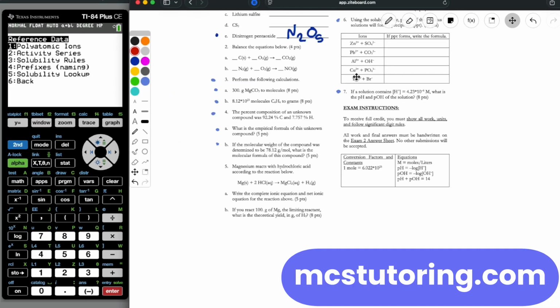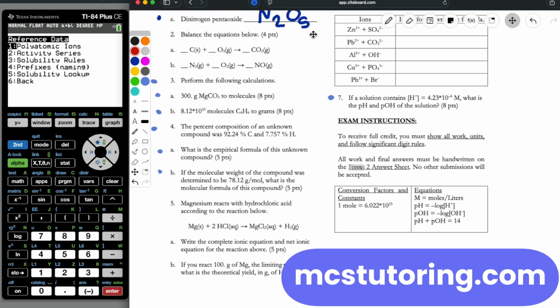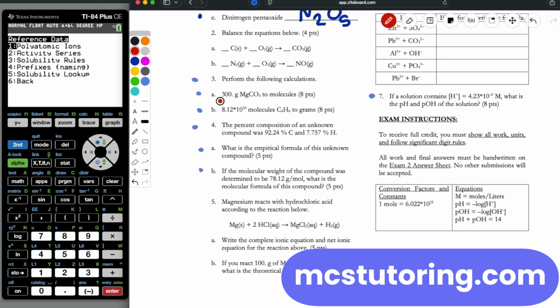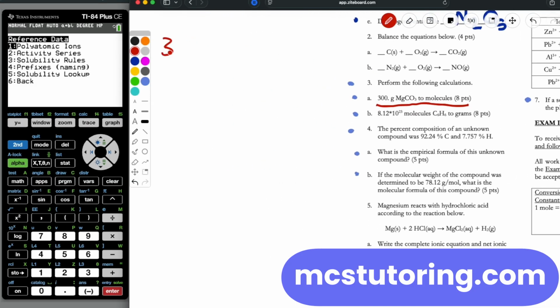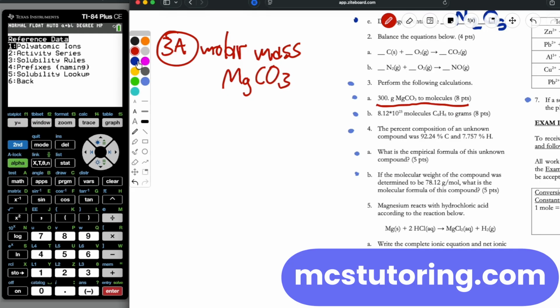Okay, perform the following calculations. I'm going to zoom in a little bit so you guys can see a little better. 300 grams PbCO₃ to molecules. So look, first thing you need to do for this, I'm going to put 3A up here. We need to find what they call the molar mass, or gram formula mass, of PbCO₃. And look, for the unfamiliar, I want to walk you guys through this. What that means is we're going to have 1 of Pb. We're going to have 1 times the carbon. And this 3, sorry, it should be a little subscript here. The 3 means 3 times oxygen, so we'll go 3 times O.